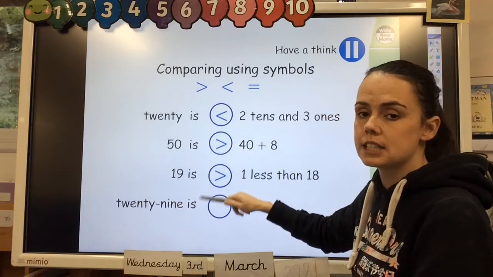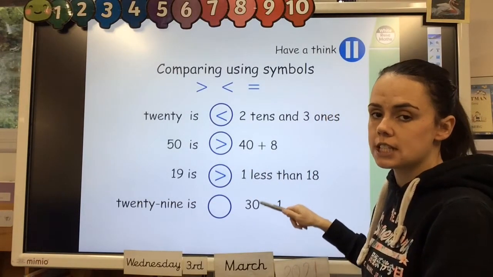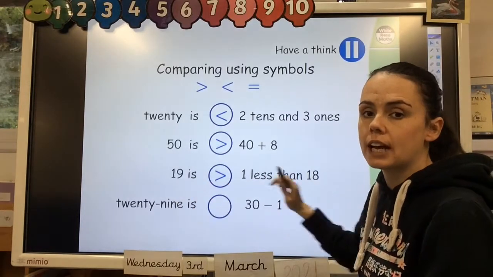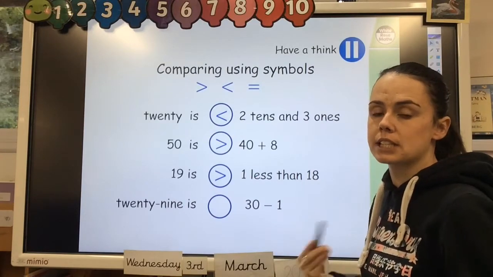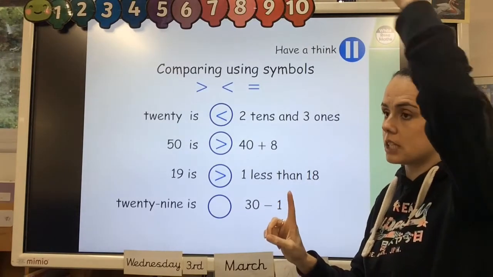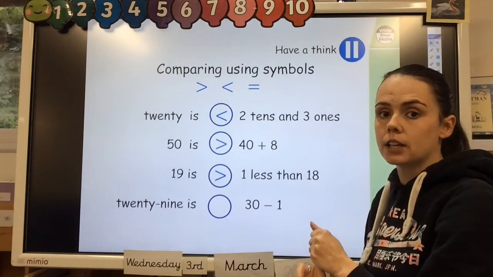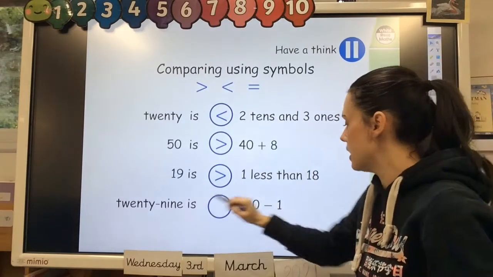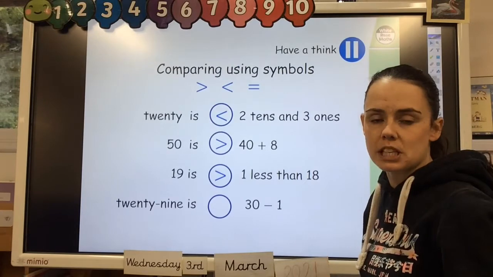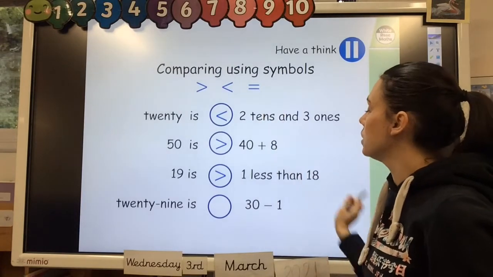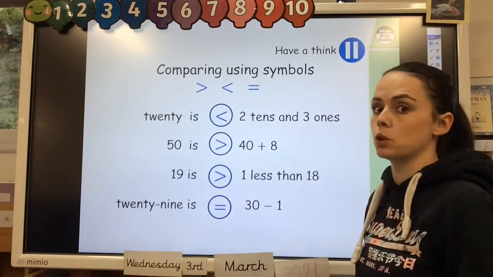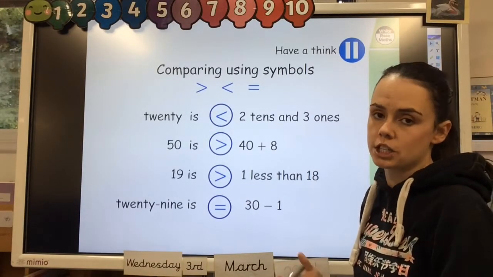29 is something to 30 take away 1. Okay, so we know 29, that's fine. Let's work out what 30 take away 1 is. So put 30 in your head, hold up 1, and we're counting backwards. So 30, 29. So 29 is something to 29. Oh, it's the same number, isn't it? 29 and 29. So it's our equal symbol here, because it's the same on both sides. That was a little complicated, but let's go on to today's worksheet and see how that is.